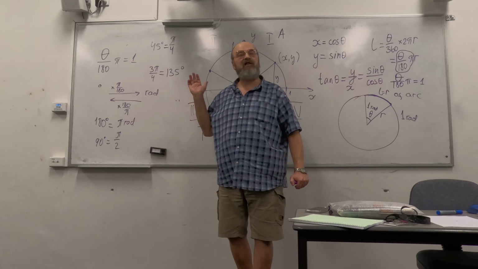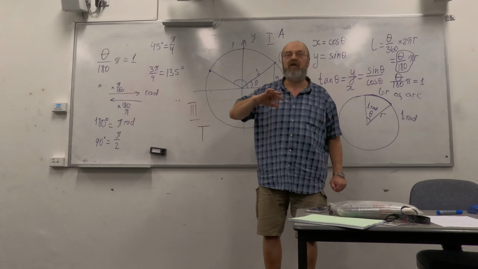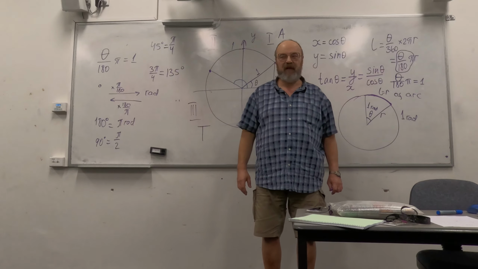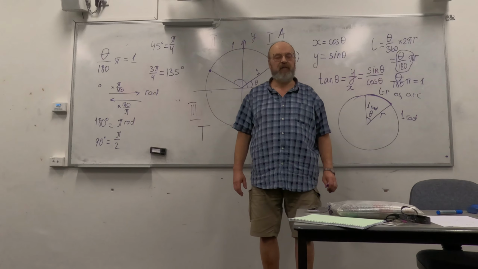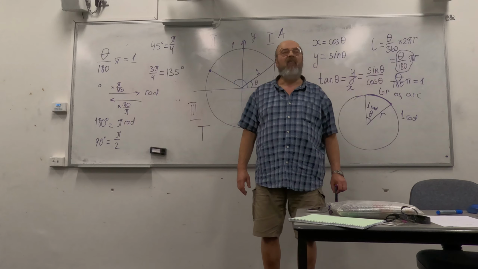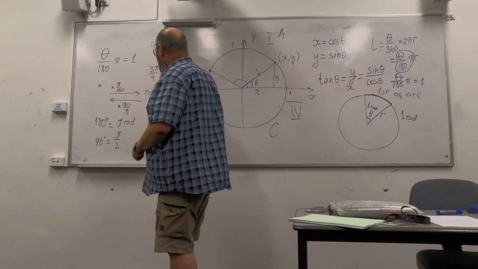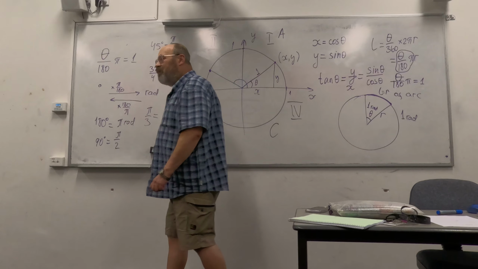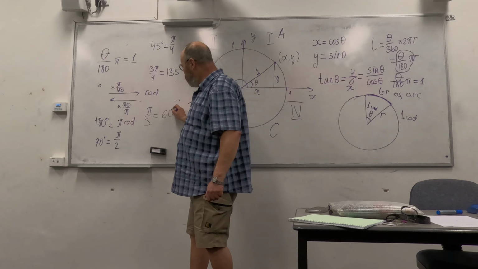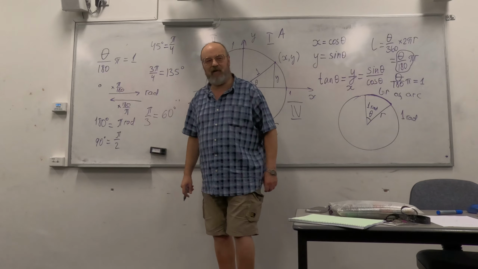Okay, that makes sense, how we convert between degrees and radians. What's 180 divided by 4? 45. What's 45 times 3? 135. What is pi on 3 in degrees? 60 degrees. Pi on 3 will be 60 degrees.